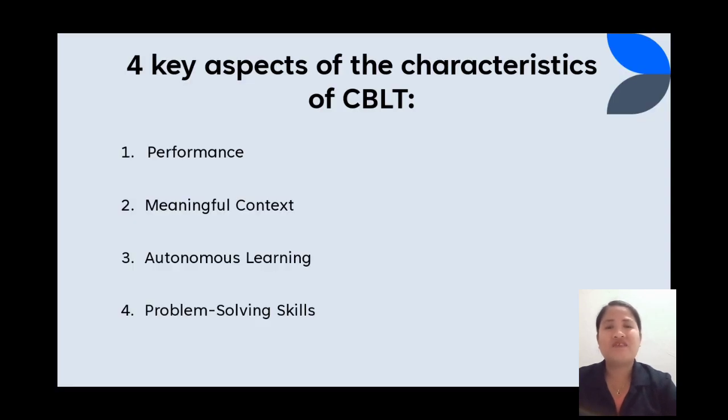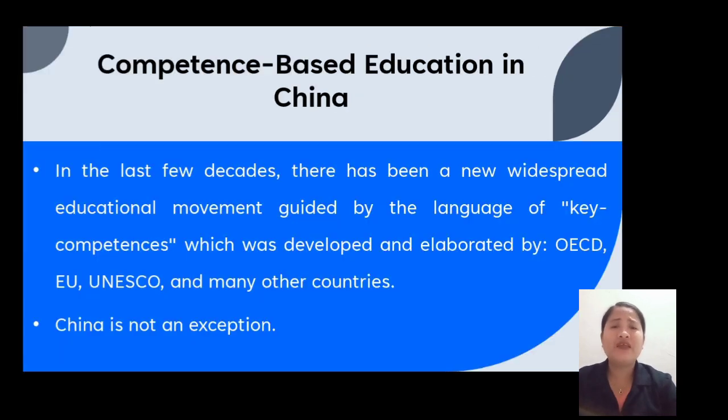There are characteristics of CBLT, and those characteristics have four aspects, and this should be considered when working under this approach. That's according to Williamson in 2007. So the first one is the performance, second is meaningful context, third is autonomous learning, and the fourth one is the problem-solving skills. And in my next slides, I have here some points with regards to competence-based education in China.